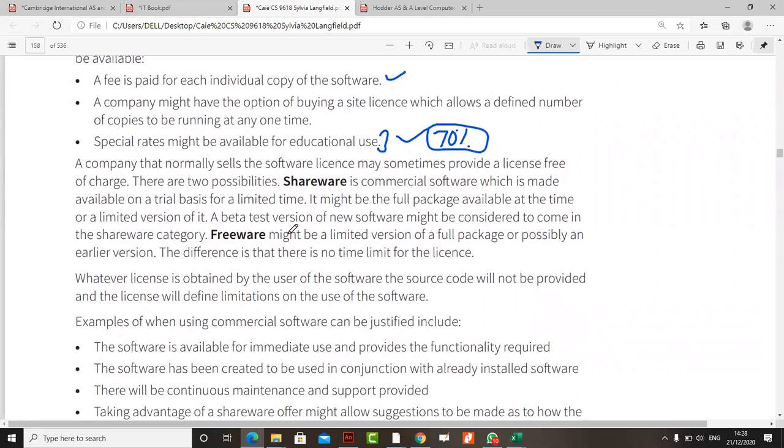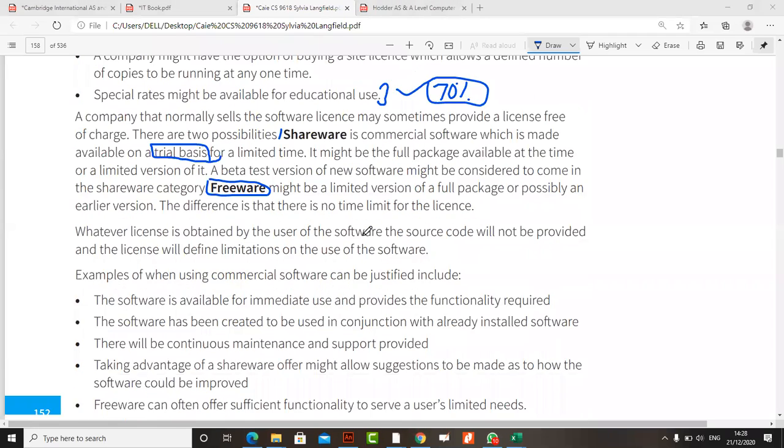So what we have is shareware, a commercial license which is available on a trial basis that you can use for a limited time. Once the time is over, you cannot use the software. Freeware is absolutely free. You can use the software freely. That's what freeware is for.